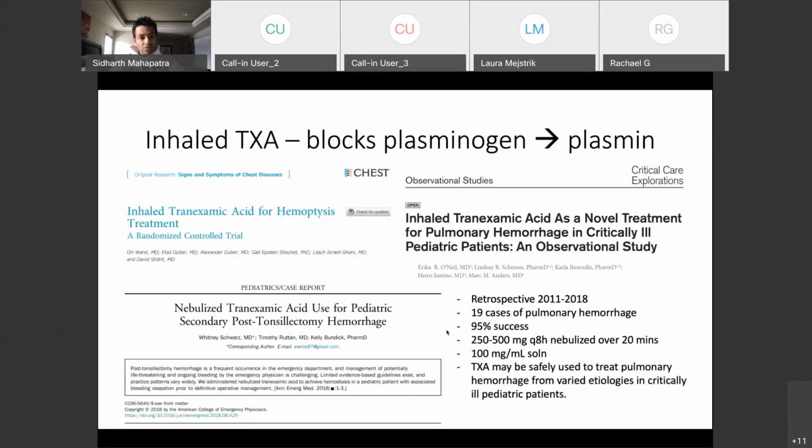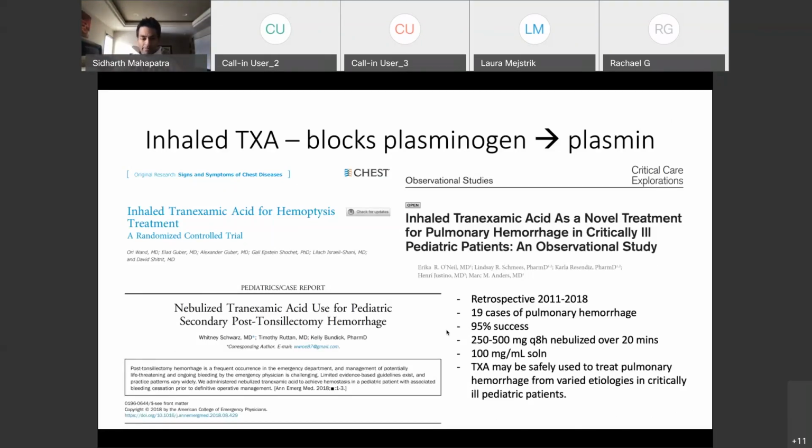The second phase was inhaled TXA, tranexamic acid. The mechanism of action of TXA is that it blocks plasminogen. Plasminogen is a precursor to plasmin. Plasmin binds to fibrin, and together these have a fibrinolytic property. So inhaled TXA is supposed to inhibit fibrinolysis and thus prevent ongoing hemorrhage so that you can actually build the fibrin matrix.